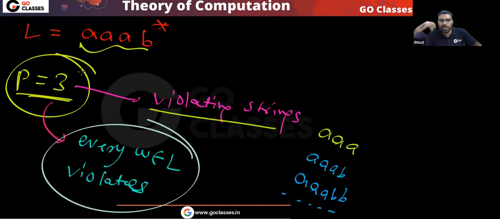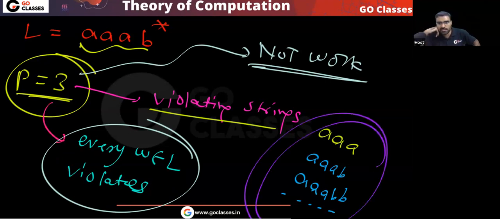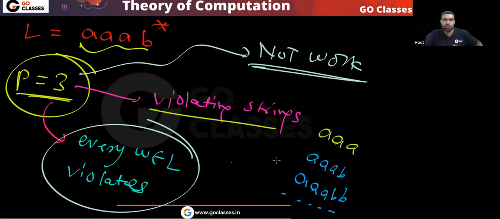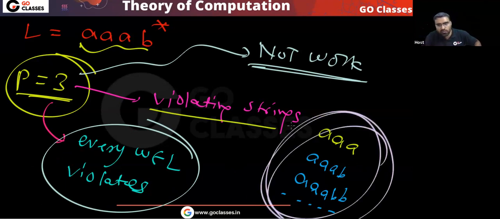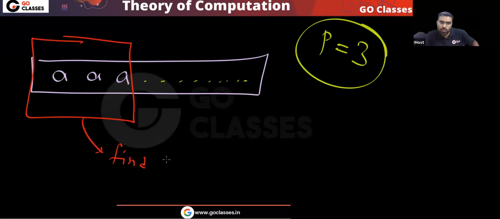So can I say p equal to 3 will not work? I can say that p equal to 3 definitely does not work. Understood? Because in these strings, within the first 3 symbols, you will find y. Whatever string you take, if you take p equal to 3, then within the first 3 symbols, here you will find y.